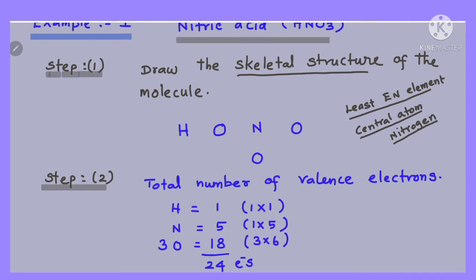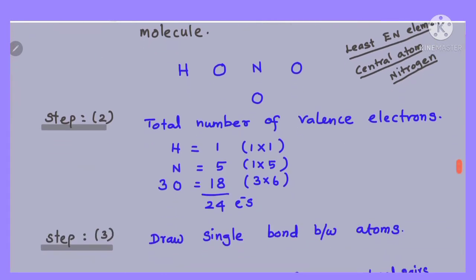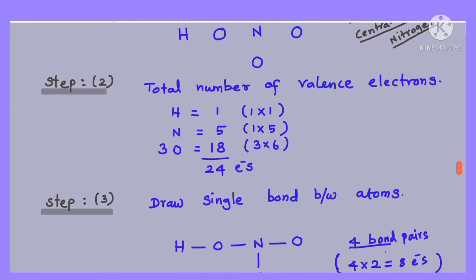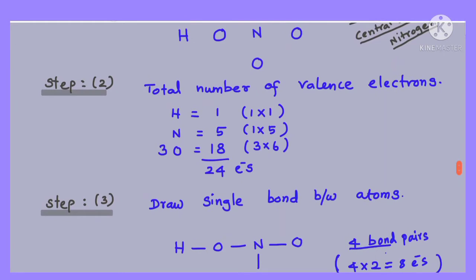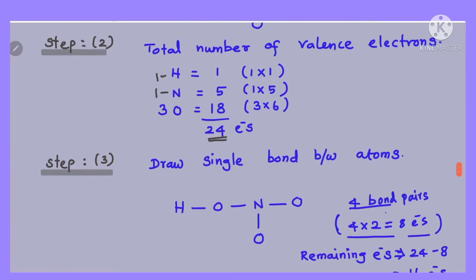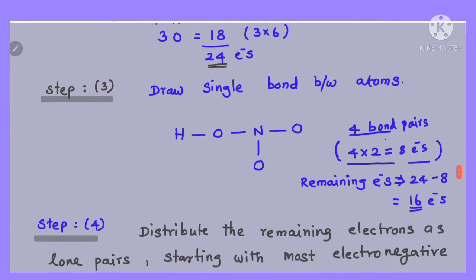Then step 2, we have to calculate the total number of valence electrons of all the atoms together. Here in this molecule there is one hydrogen atom, valence electron 1, nitrogen atom, valence electron 5, and there are 3 oxygen atoms, 3 into valence electron 6, 18. The total number of valence electrons is 24. After calculating the total valence electrons, we have to draw single bonds between the atoms.